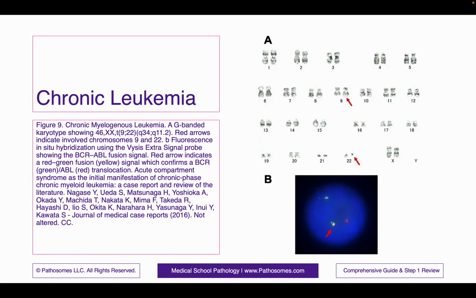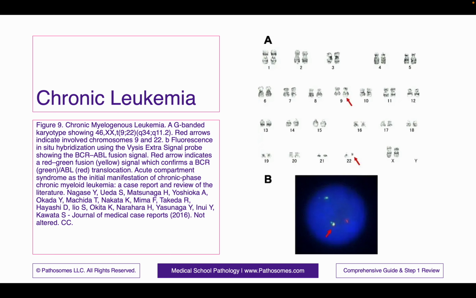Now, this is super important. On the top, we have a karyotype showing 46XX with a translocation of 9;22. If you see that little 22 associated with A, it's a little shorter than it should be. And on the flip side, that 9 is a little bit longer. There's been a translocation. And you can see that on the FISH as well.